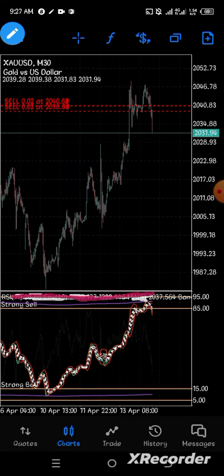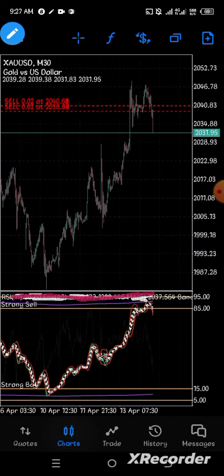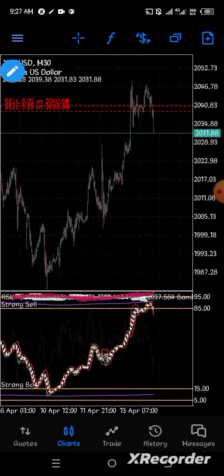This is another mobile strategy that I call the BOLLIBANTS mobile strategy. This strategy is a combination of relative strength index, envelope, moving average, and Bollinger bands with crazy settings which you will never even think of. Before anything, let me show you the chart and how it works.